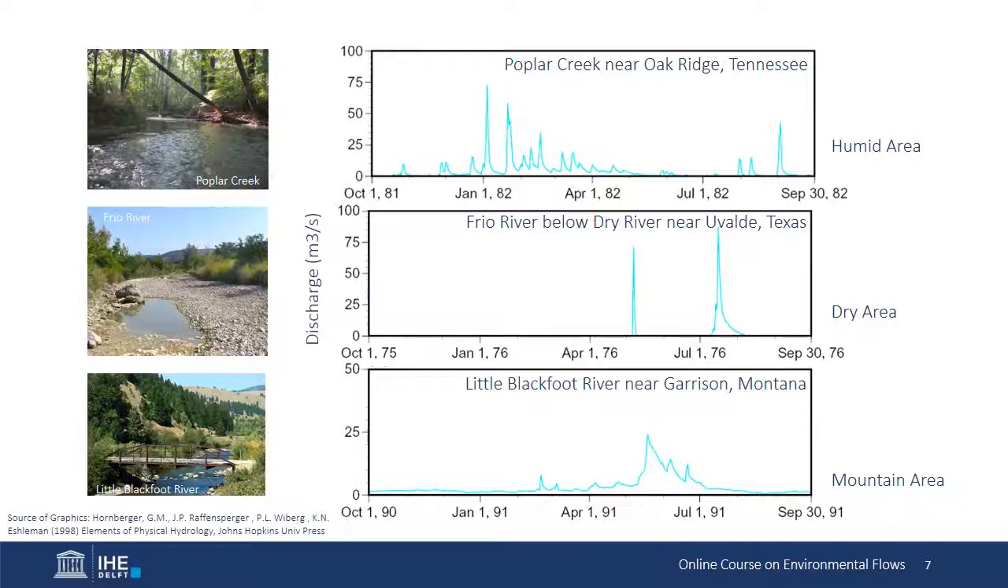The Little Blackfoot River is in a mountain area. The town of Garrison, Montana receives only 330 millimeters of rainfall per year, but it receives 1,450 millimeters of snowfall. This is sufficient precipitation to support perennial flow in the river, but there is a clear and extended peak in flow during the spring when snow accumulated over the winter melts.